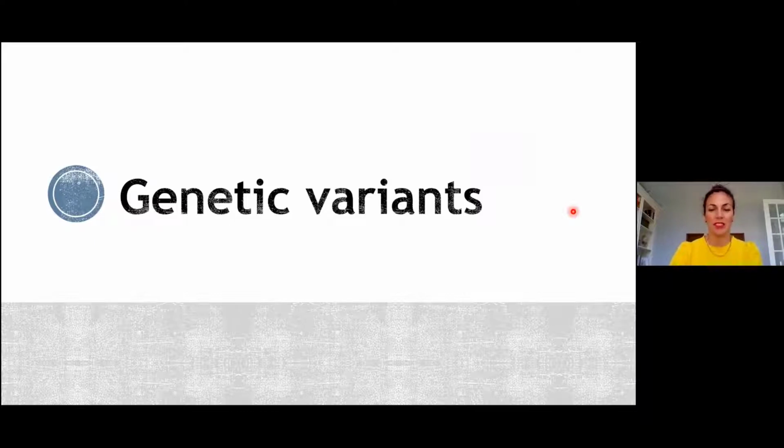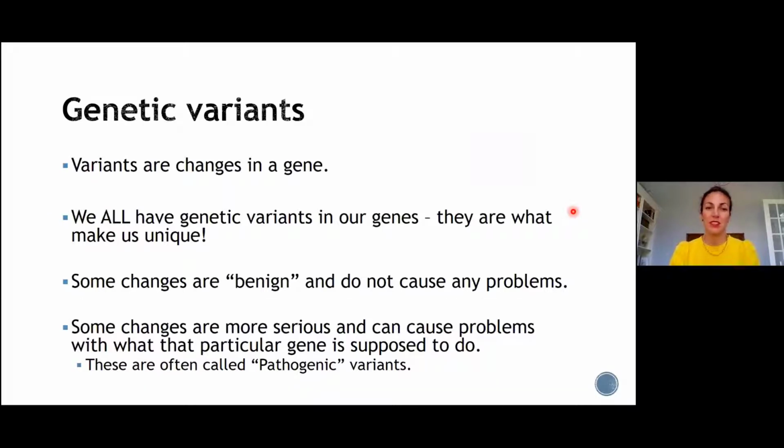Moving on to genetic variants. Genetic variants are simply changes in a gene. We used to use the term mutation, but that term is a little bit outdated, and the preferred term is to say variants. But you still might see the term mutation being used in publications or materials. We all have these genetic variants in our genes. They're what make us unique. Some of the changes that we have, some of these variants may be benign and not really cause any problems. They don't really affect how the gene functions, but some changes might be more serious and can cause problems with what that particular gene is supposed to do. And these are what we call pathogenic variants.